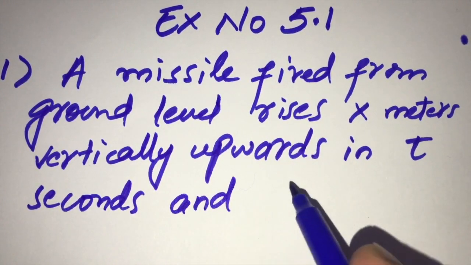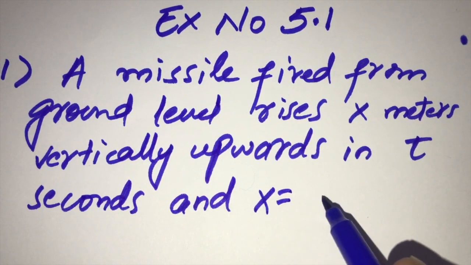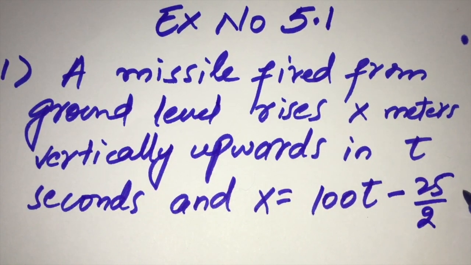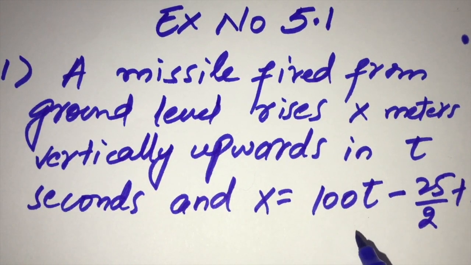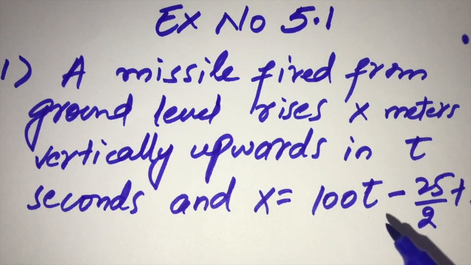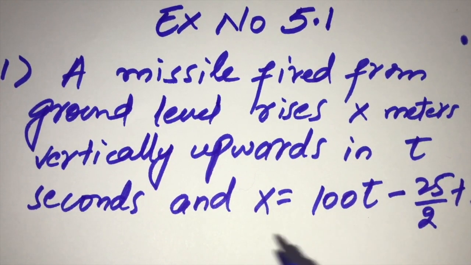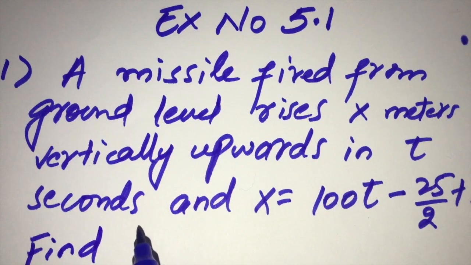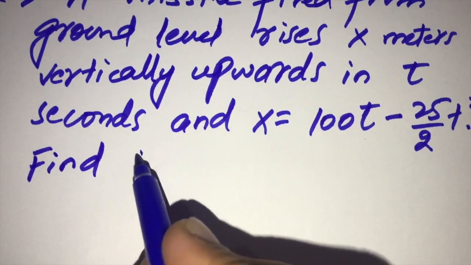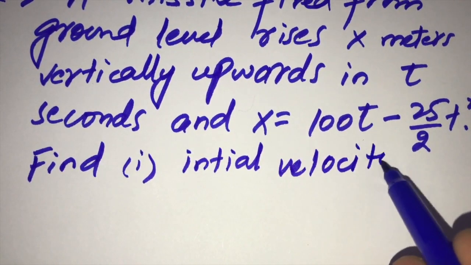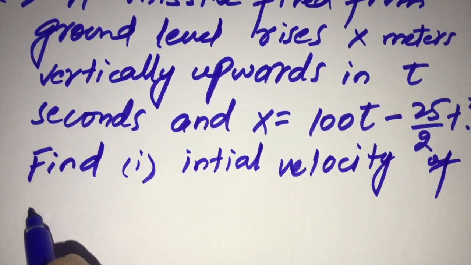and x is equal to 100t minus 25 by 2 t square is our given function. A function in which t is the independent variable and x is the dependent variable. So we have to find, first one, the initial velocity of the missile.